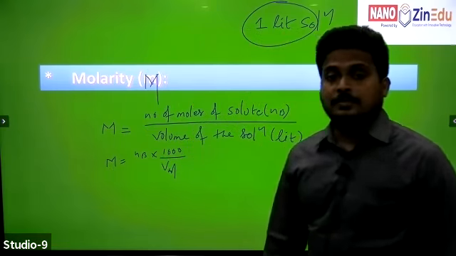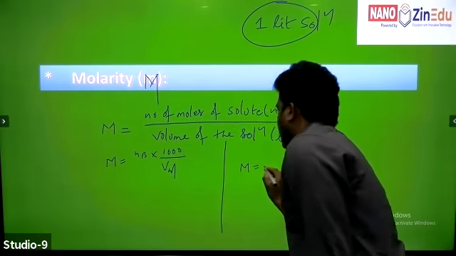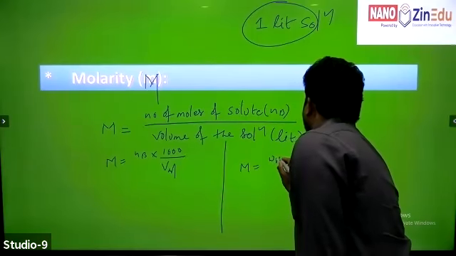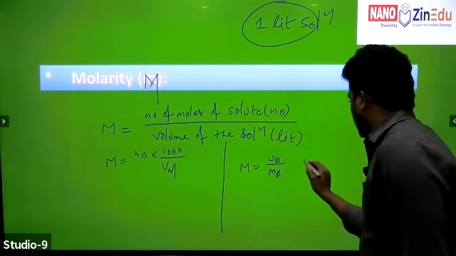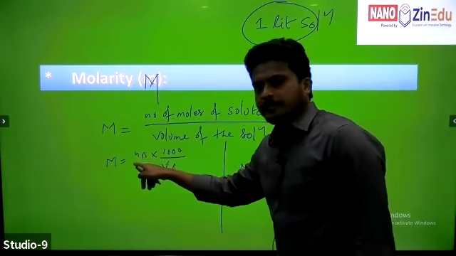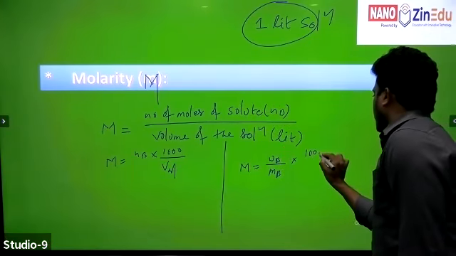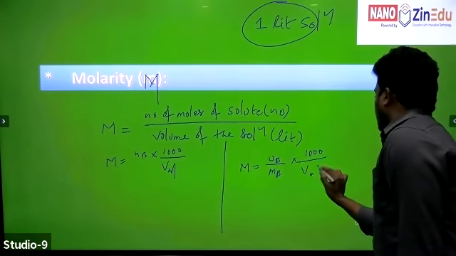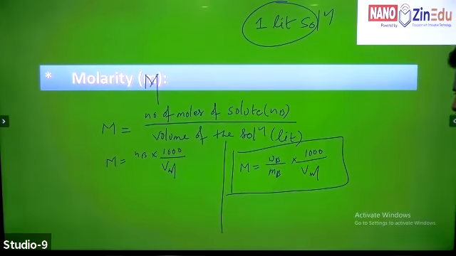And number of moles of solute, how can we write? How can we write number of moles? Number of moles equal to weight of solute by molecular mass of solute. nB can be written like this, W by MB into 1000 by volume in milliliters.